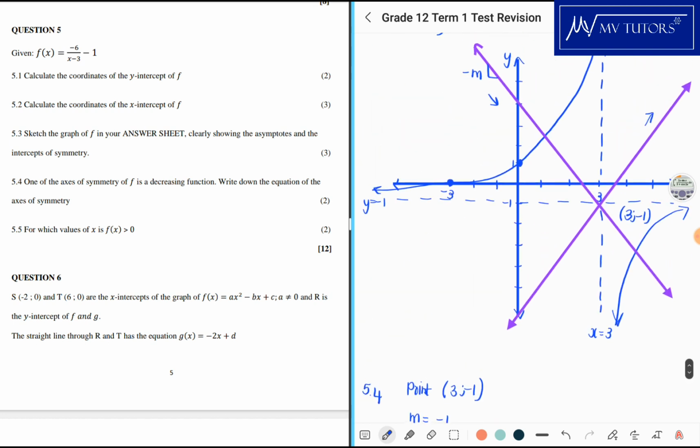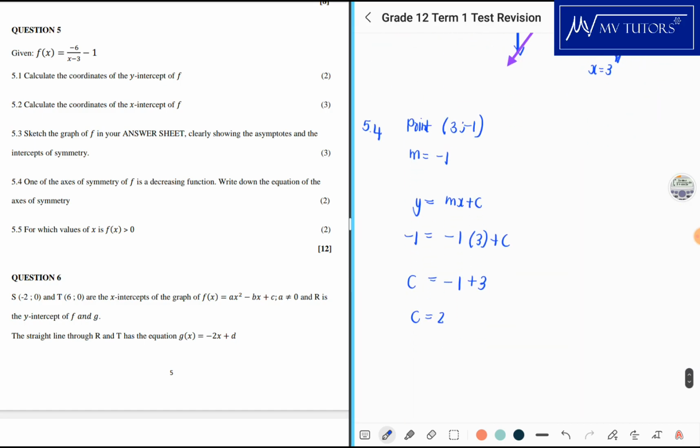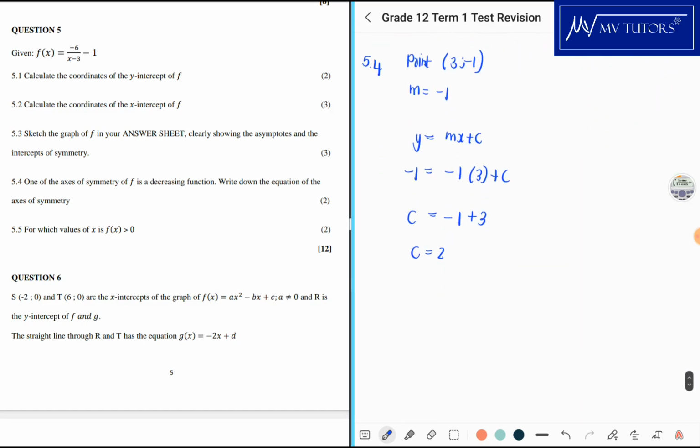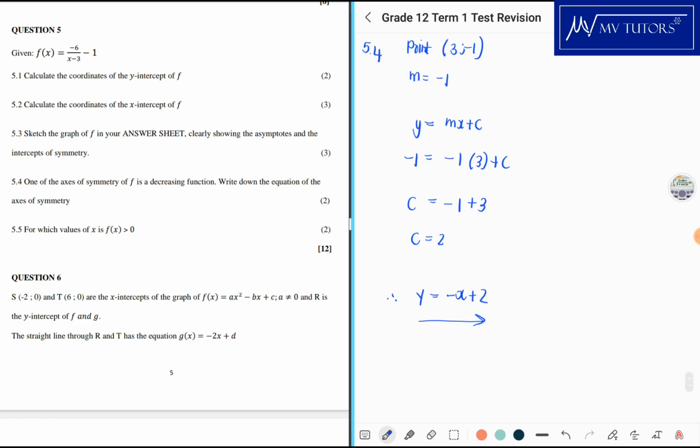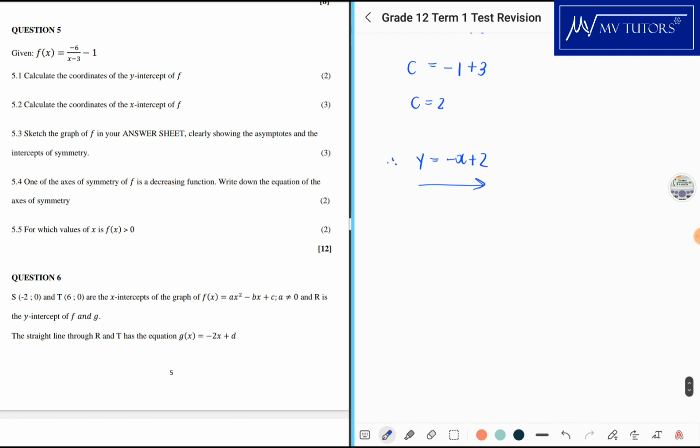Does it make sense? Okay, I didn't draw my sketch to scale. According to my sketch, which is definitely not to scale, it's showing the intercept to be at 4, which is incorrect, but we actually see that it's 2. So now we can write down our equation, which is y is equal to -x plus 2. And that's your equation. And then lastly, 5.5.